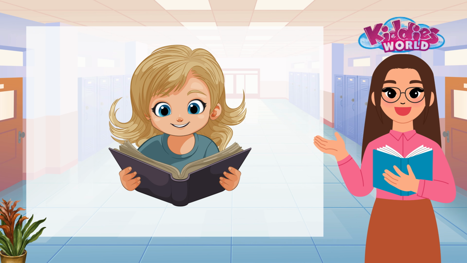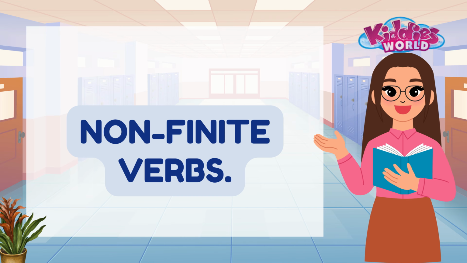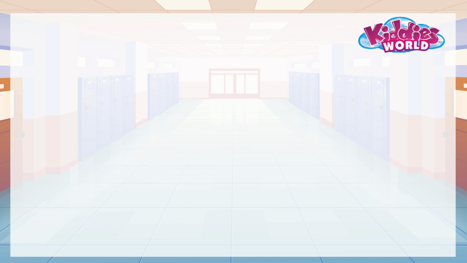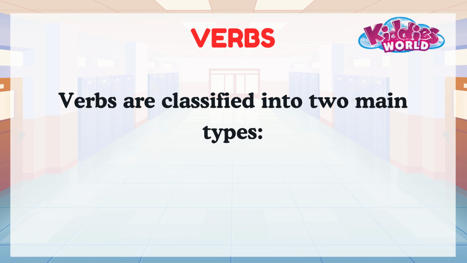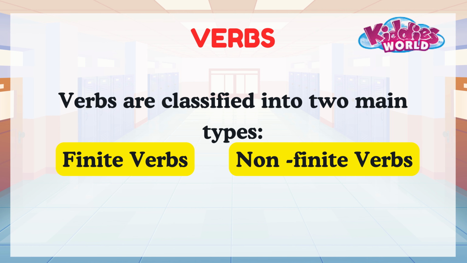Today, we're exploring a fascinating topic in English, non-finite verbs. Verbs are one of the most important parts of a sentence. They tell us what action is happening and sometimes who is doing it and when. Based on this, verbs are classified into two main types, finite verbs and non-finite verbs.